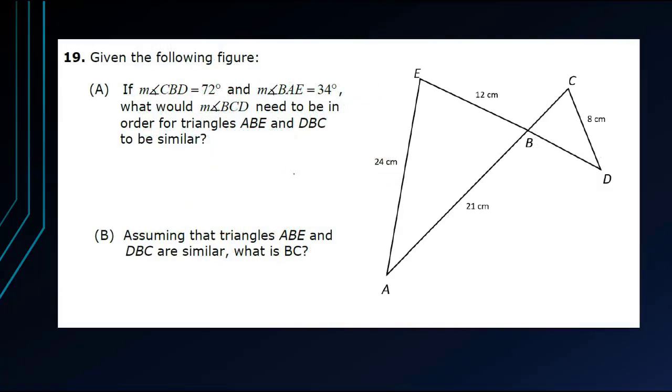So for number 19, you're given that the measure of angle CBD is 72 degrees, so that's this angle CBD. BAE is 34 degrees, so that's this one right here. What would the measurement of angle BCD need to be in order for triangles ABE and DBC to be similar? So let's mark those two angles in there as we were told. Now, I know that this angle over here, being the vertical angle, also has to be 72 degrees. And I know that this angle up here has to be 74 degrees because the three angles inside triangle ABE need to total 180 degrees.